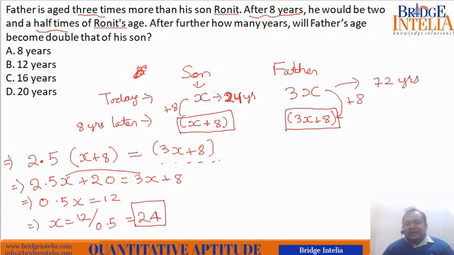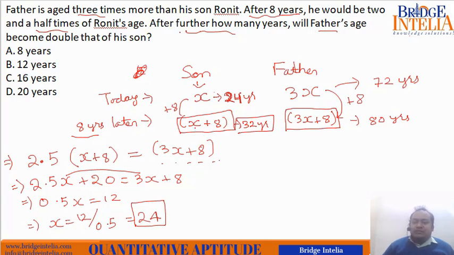Now 8 years later, son's age would be 24 plus 8, that means 32 years, and father's age would be 72 plus 8, 80 years. Fine. What is the question? Question is, after further how many years? That means after 8 years have already passed, how many more years are required so that father's age becomes double that of his son?